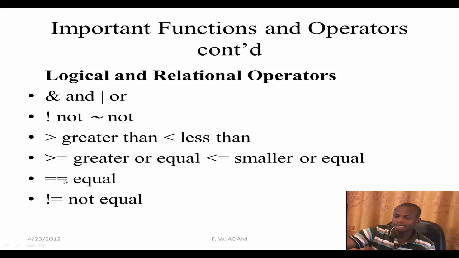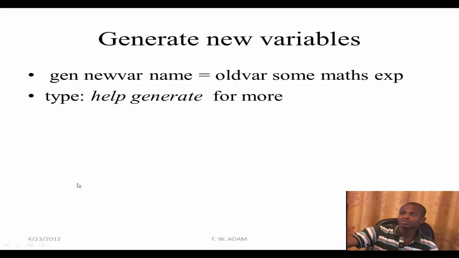In Stata, we use double equal to when you are relating values. This is not an assignment. The double equal to is not an assignment as we have in other programming languages. In SPSS, the relational operator is just a single equal to, but in Stata we have two of them. Then we have not equal to also.